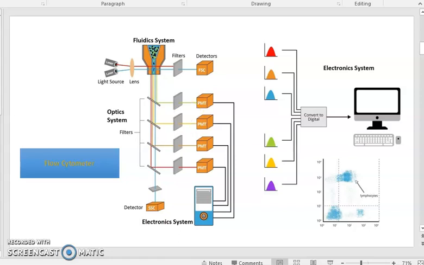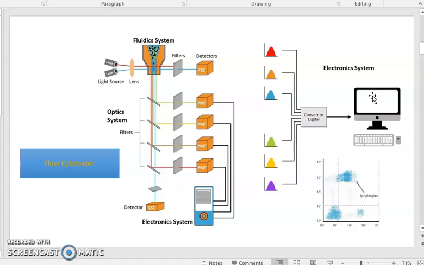Next, the last system is the electronic system. The electronic system converts the signal from the detector into a digital signal that can be read by the computer. Once the light signal strikes the PMT or the photodiode, it is converted into a relative number of electrons that are multiplied to create a more significant electric current.